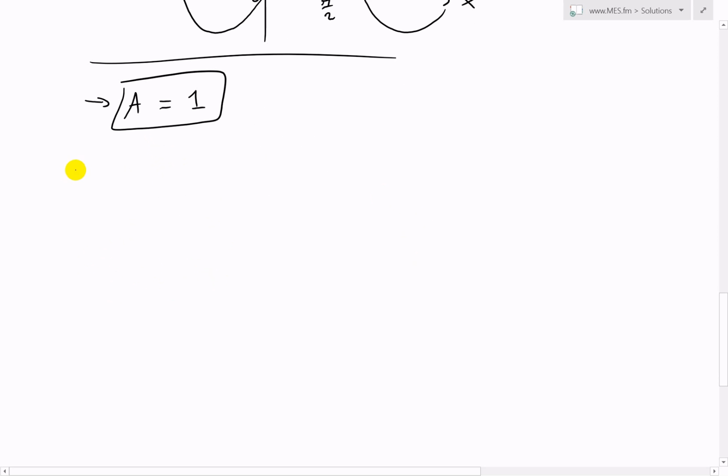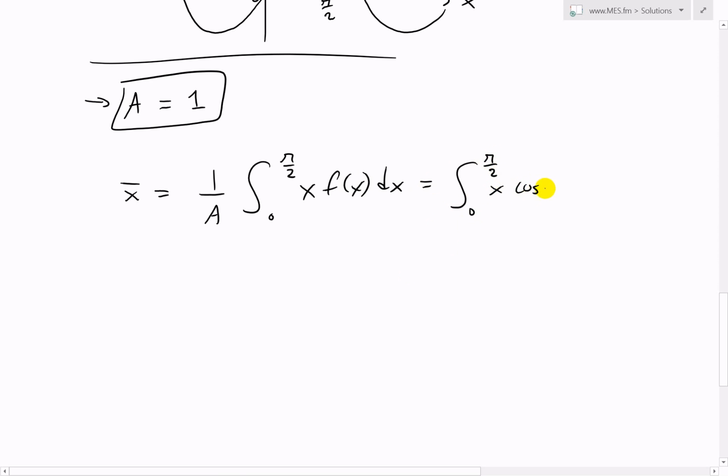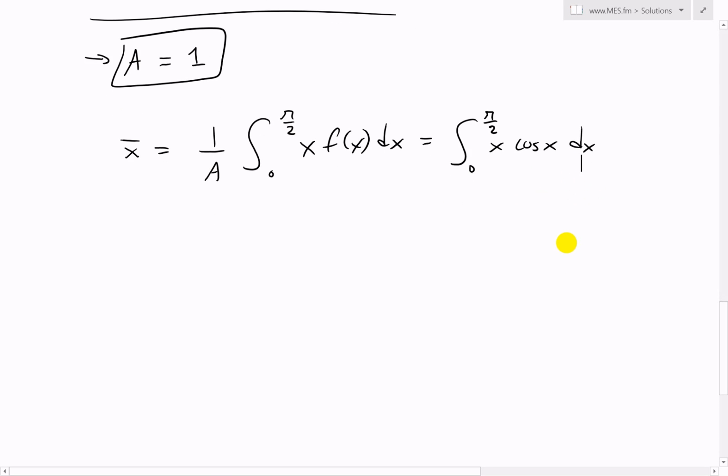So now let's solve for the x-coordinate of the center of mass. This equals 1 over a, integral from 0 to pi over 2, as I wrote above, of x f(x) dx. So this equals 1 over a, and 1 over 1, that's just 1, integral from 0 to pi over 2, then we just put this x and then cosine of x, dx.